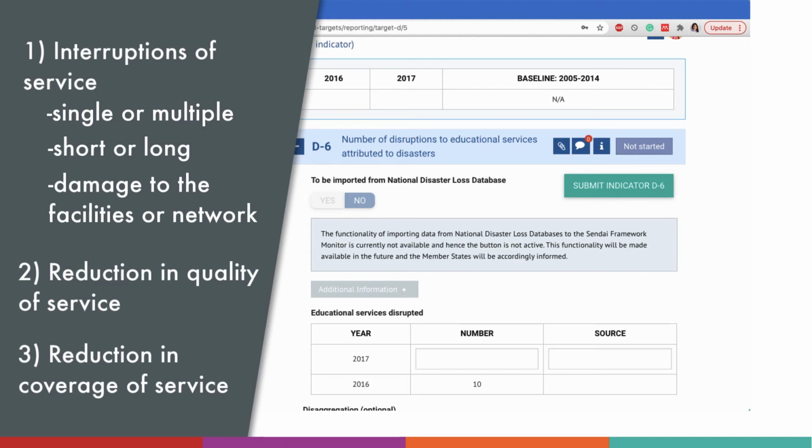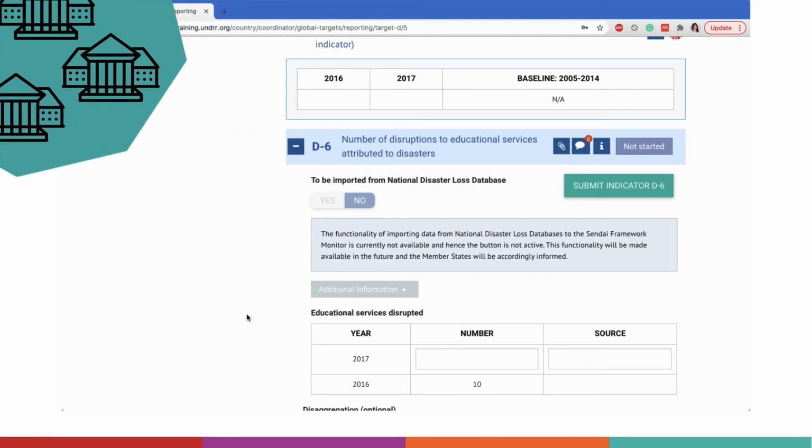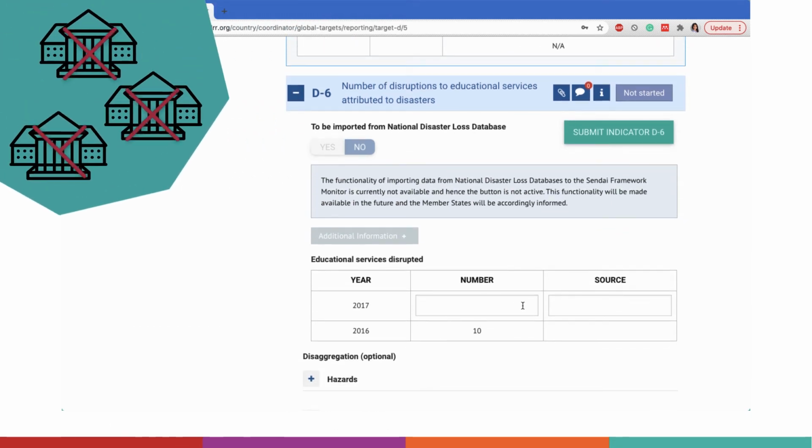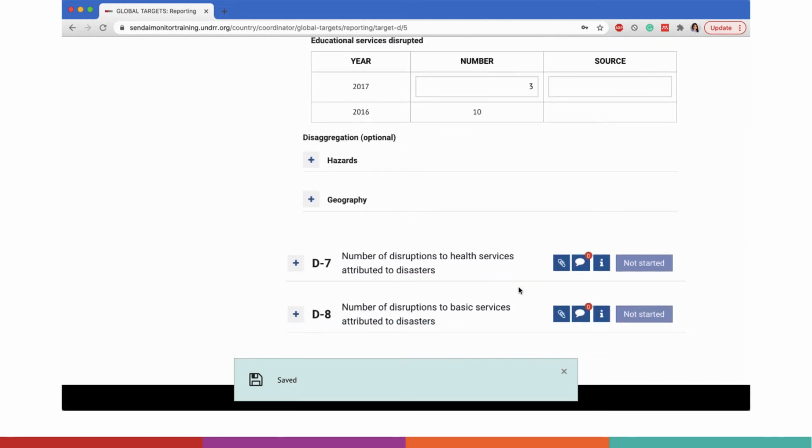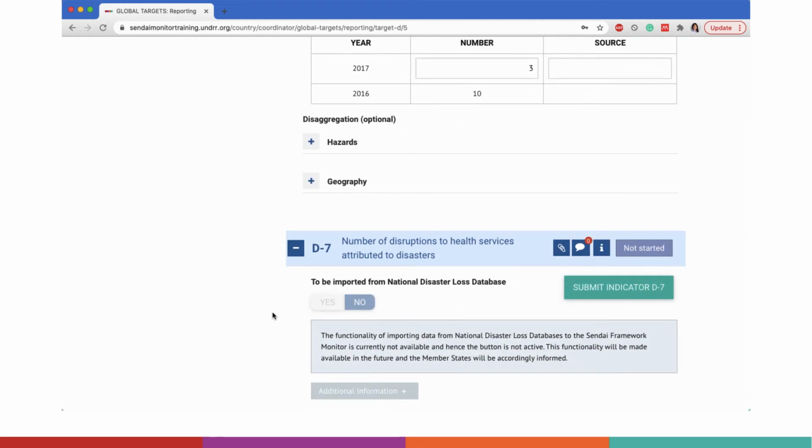If during a disaster, or as a consequence of a disaster, any of these situations occur to an educational service, this is counted as one disruption of service. For example, if 3 universities were closed for 1 week as a consequence of an earthquake, enter 3 in this box. Follow this same manner of reporting for indicator D7 on the number of disruptions to health services.